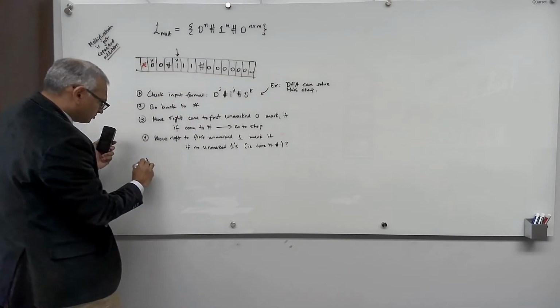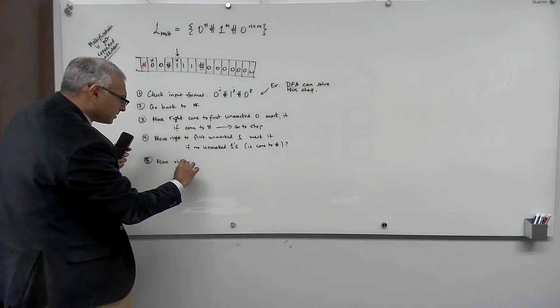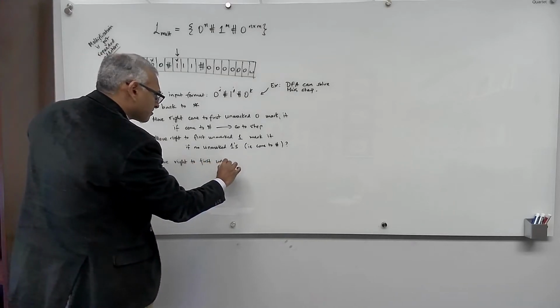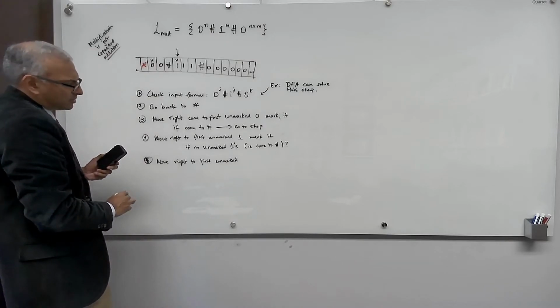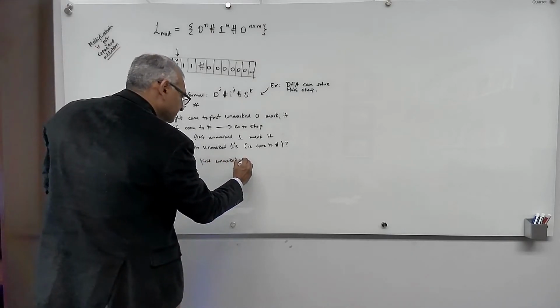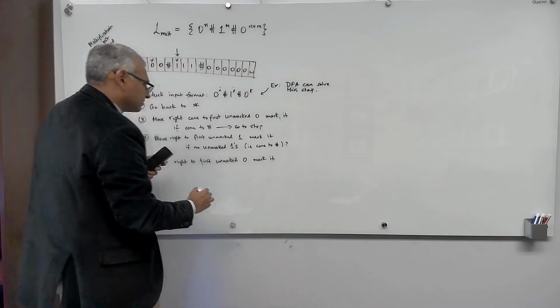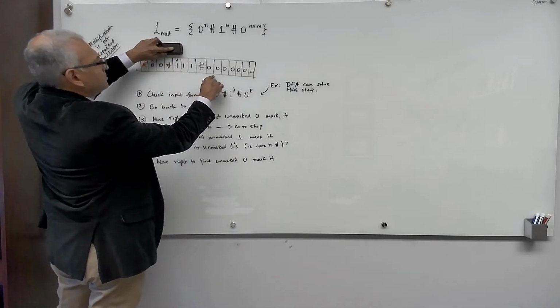So move right to the first unmarked 0 and mark it.